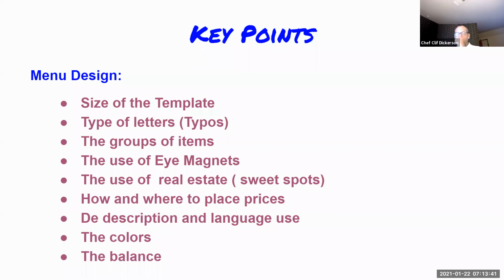We also talked about the description of using descriptive words: crispy, silky, creamy, crunchy. All of those things, trying to make it more appetizing and make it sound better, so people will want to order it.